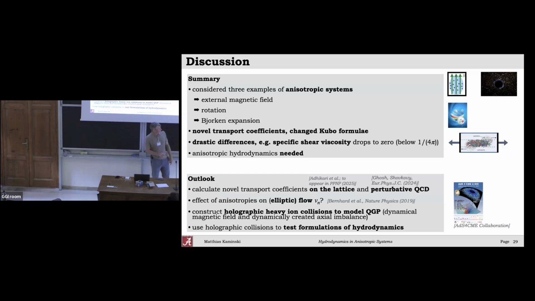Then the question is, can we construct, and I think we can, a holographic heavy ion collision to model the quark-gluon plasma physics? It will not, of course, be QCD heavy ion collisions, but we're very close to having this type of model. All the ingredients are there, and the codes are there. We just need to put them together. And then the question is, can we use these holographic codes to test formulations of hydrodynamics? With that question, I will end. Thank you for your attention.